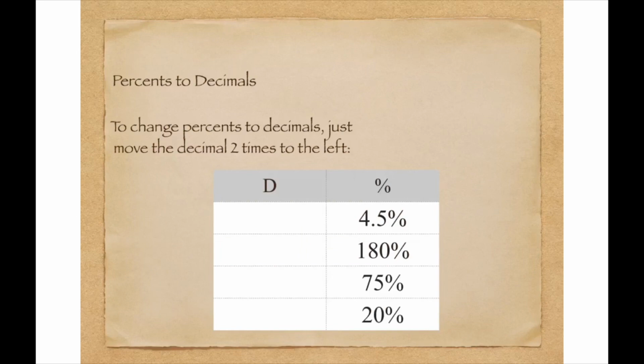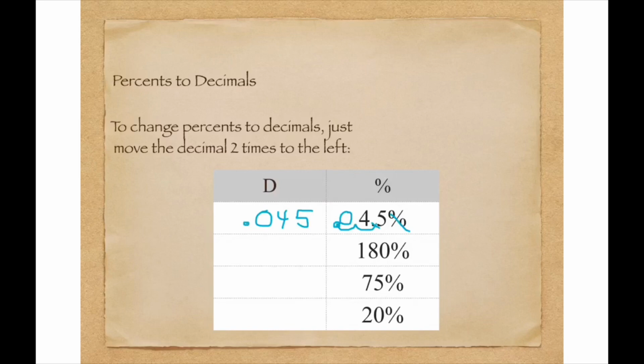Next, let's do some converting. So percents to decimals: to change percents to decimals, just move the decimal 2 times to the left. So let's try this. We would take this 4.5 that we see in the percents, and we're going to move this decimal 2 times to the left. Here's the new decimal point. That'll be a 0 right here. We would get rid of that old decimal point, and we could also eliminate this percent sign, and we'll have 0.045. That's all you do. So to change percent to decimal, just move it 2 times to the left.